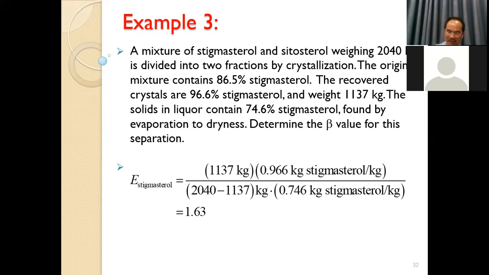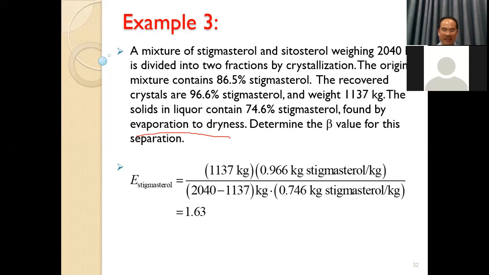And how to determine this? We determine it by evaporation to dryness. What does evaporation to dryness mean? We dry the solid by evaporation technique, evaporating the solvent out, evaporating the water out from the surface of the crystal. So for this case, you can calculate beta by estimating the E of sitosterol and E of, what is the next one? Stigmasterol. That's right, like EA, EB, something like this.